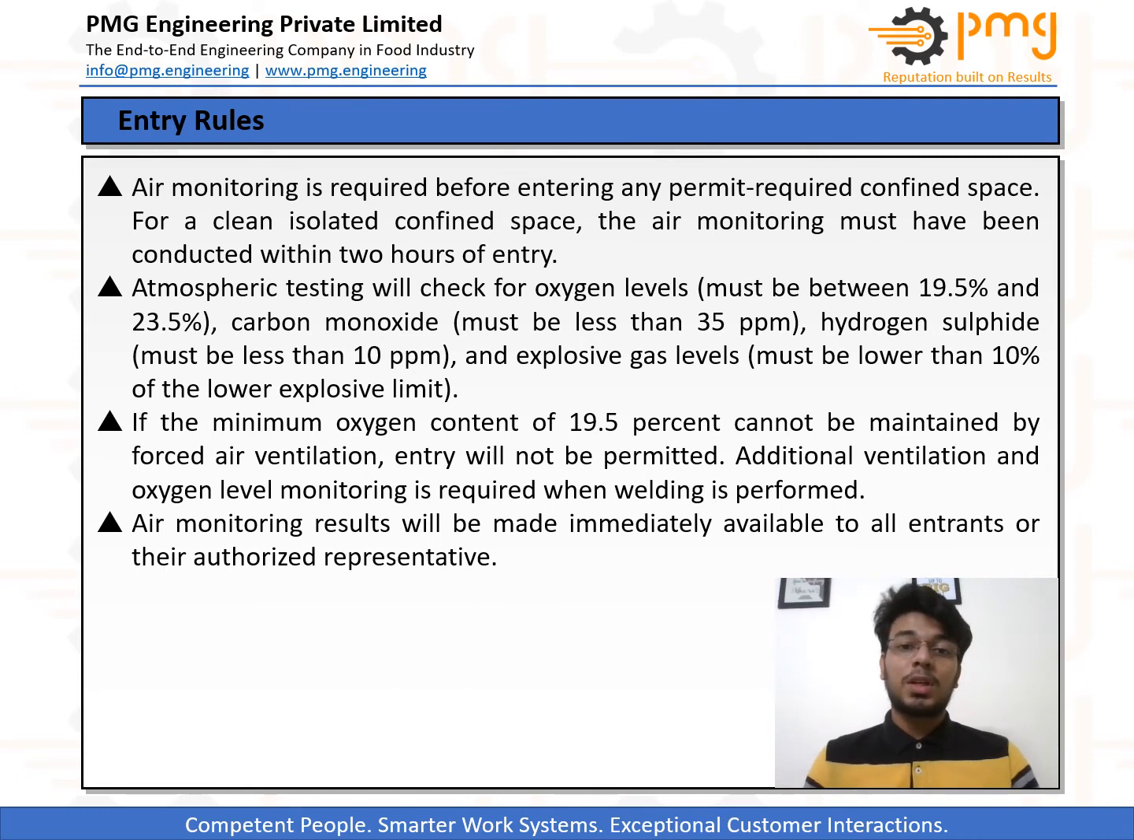The oxygen level of the place should be between 19.5% and 23.5%. And the quantity of CO, that is carbon monoxide, and H2S, that is hydrogen sulfide gas, should not be more than 35 ppm and 10 ppm respectively. Also the quantity of any explosive gas should be lower than 10%. And if a safe oxygen level cannot be maintained in the area, the entry should be terminated immediately. Once the monitoring is done, the test result should be provided to all the entrants. The entrants can also request a retest whenever they feel like.